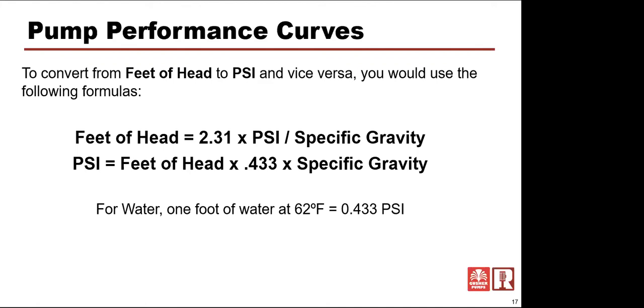So PSI is equal to feet of head times 0.433 times specific gravity is another way to get to that PSI value. In other words, if you knew that you had 93 foot of head times 0.433 times the specific gravity of that fluid, assuming right now it's water, that would equal about 40 PSI. Hopefully this helps you understand why a performance curve is in feet of head.